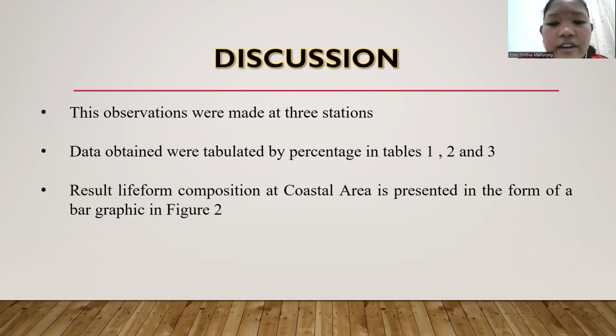The highest average rubble is at Station 1 at 4.33%, followed by Station 2 at 3%. On the other hand, the dead coral with algae was found to be highest at Station 3 at 8% and followed by Station 1 at 7.66%.